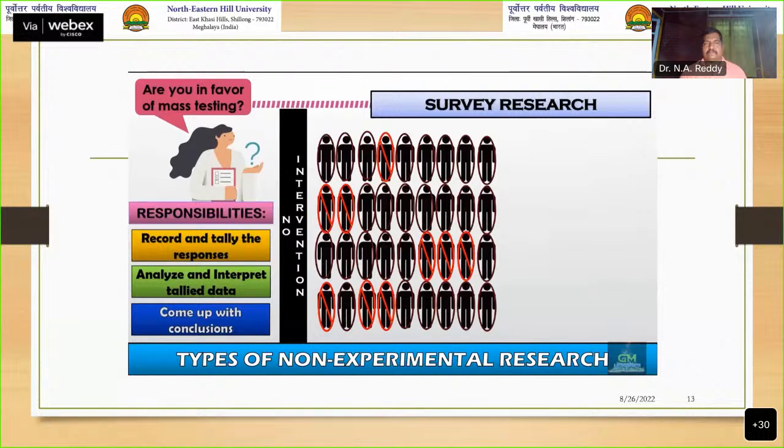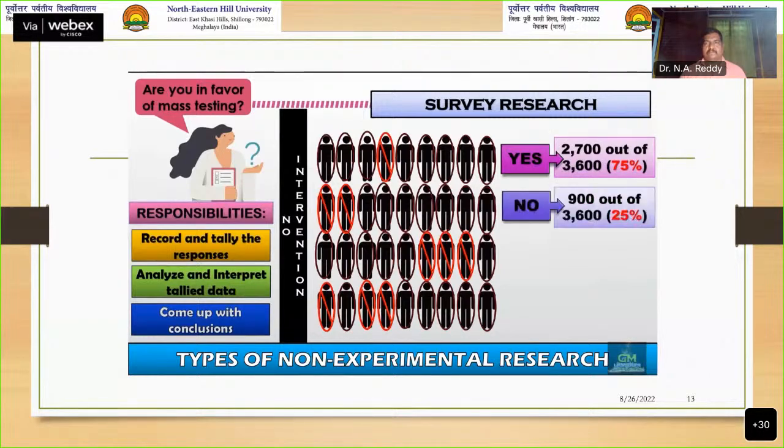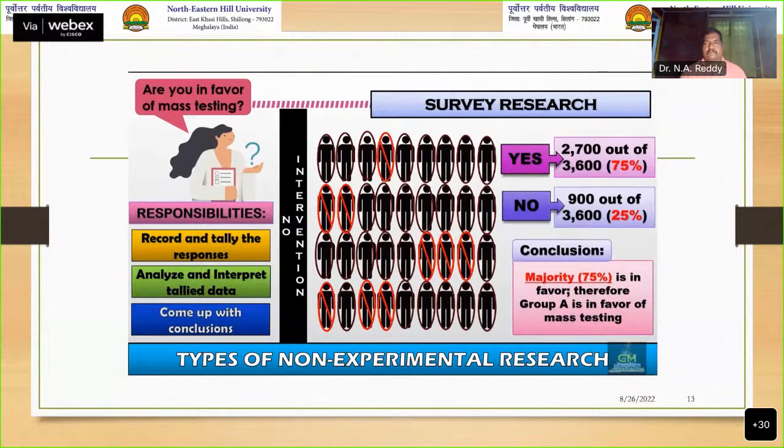Based on this example, the data that the researcher was able to identify is that those who answered yes is 75%, while those who answered no is 25%. From this particular data, the researcher then comes up with the conclusion that the majority, or 75%, is in favor, therefore, Group A is in favor of mass testing.